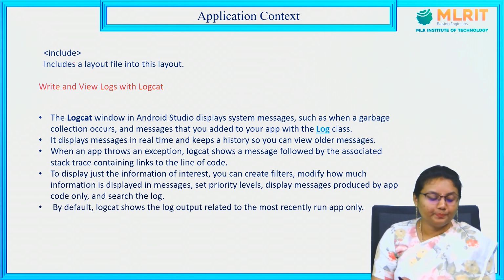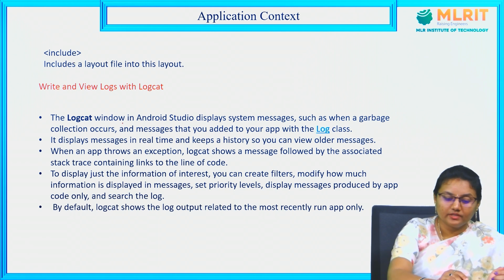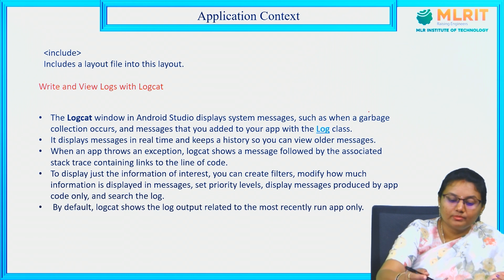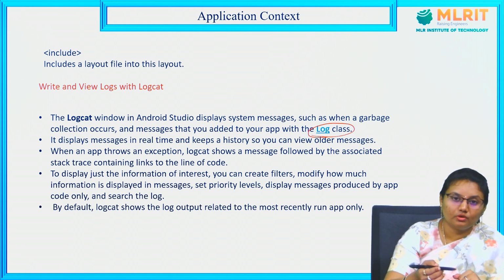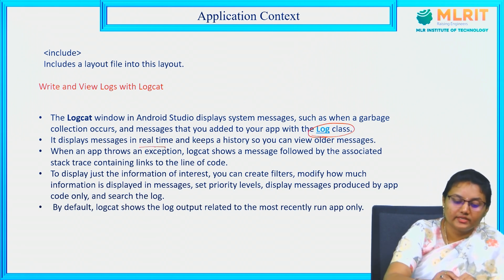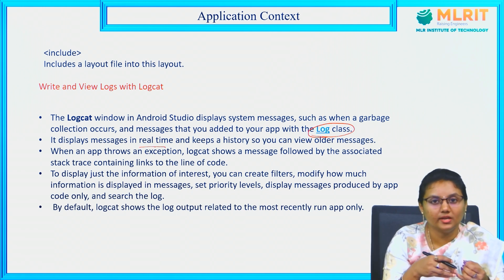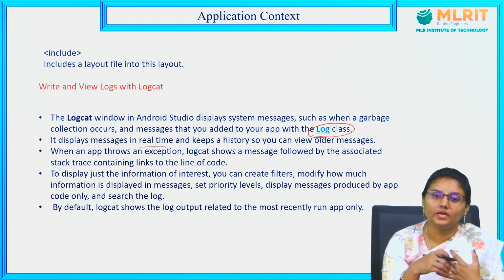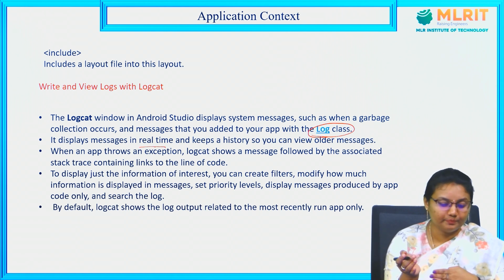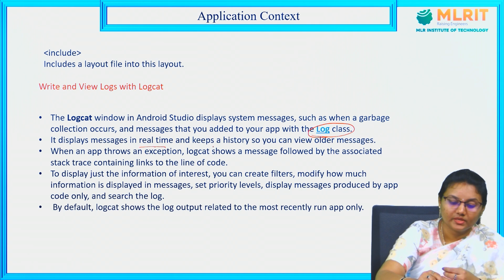For that reason, we have a logcat window in the Android Studio that displays system messages, such as when a garbage collection occurs or messages added to your app with the Log class. The Log class is where you can customize your log window, and it displays the messages in real time. Like how we get call logs, the missed calls, at what time, who called, every piece of information is displayed in the call log. Similarly, in the Android application, how the applications behave is shown in Android Studio using this logcat.